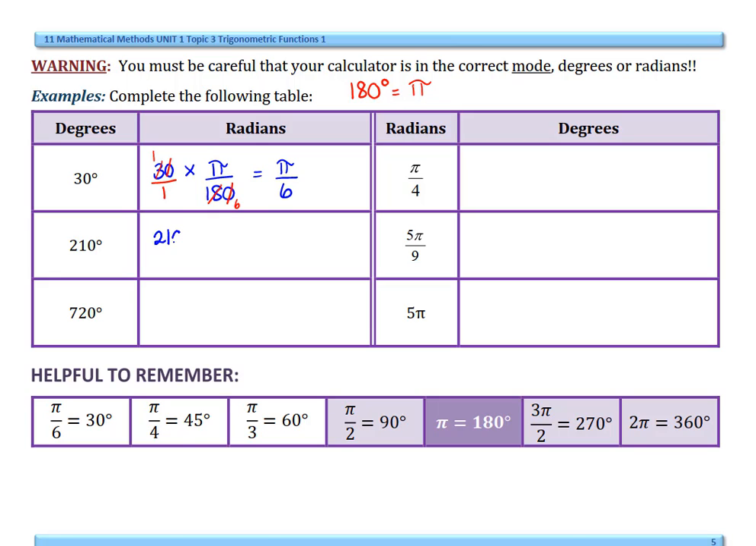210 degrees, so 210 times pi over 180. 210 over 1, zeros cancel. 3 into 21 is 7. 3 into 18 is 6. So this equals 7 pi over 6. Try and do the next one on your own. Pause the video, give it a go.